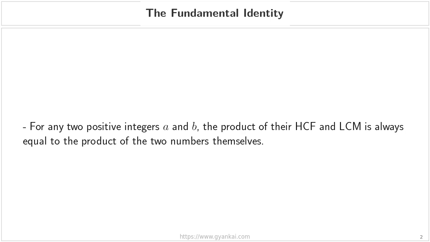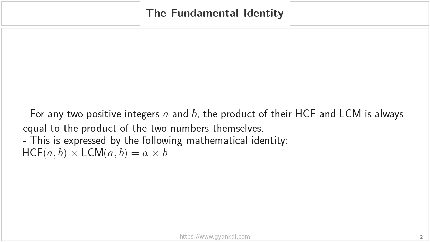The fundamental identity. Now that we've recalled how to find the HCF and LCM individually using prime factorization, let's look at something much more powerful. On this slide, we introduce the fundamental identity. Essentially, for any two positive integers, which we can call a and b, there is a beautiful and consistent rule. The product of their HCF and their LCM is always exactly equal to the product of the two numbers themselves. In mathematical terms, we express this identity as HCF of a and b multiplied by the LCM of a and b equals a multiplied by b.